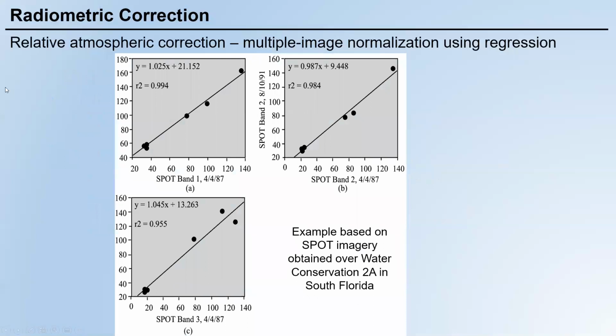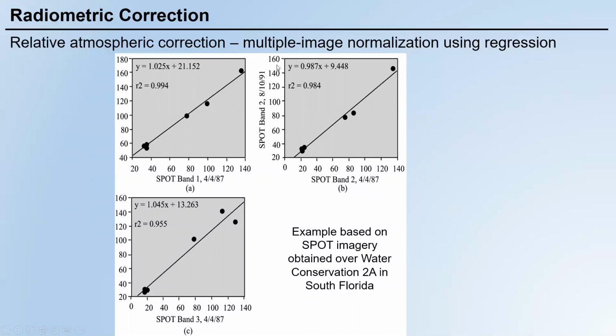So here is an example. We have 3 regression models here. For this specific one, the horizontal axis is for SPOT band 2 on this specific day, 1987, April 4th.